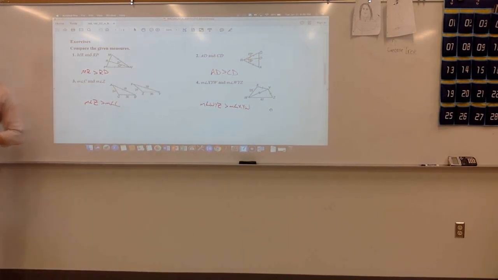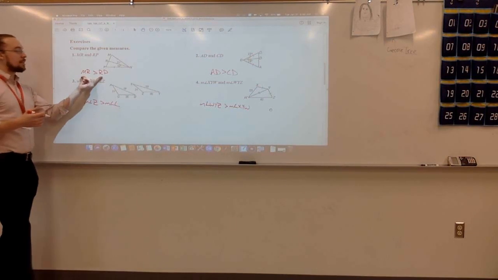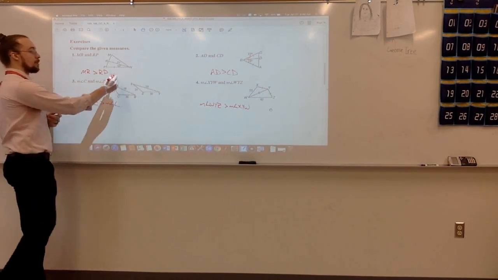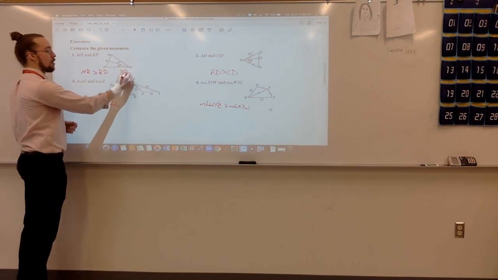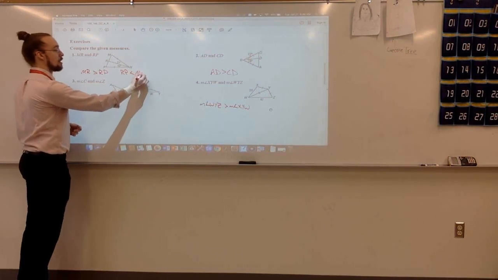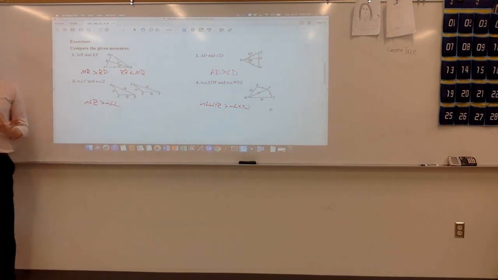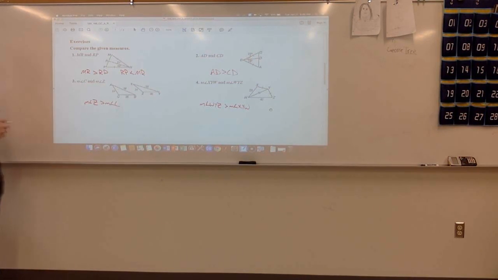Alright, did we get these comparisons? Okay, now notice that writing it like this, MR is greater than RP, would be the same thing as saying RP is less than MR. You can have it written either way. Okay, either way is perfectly fine.